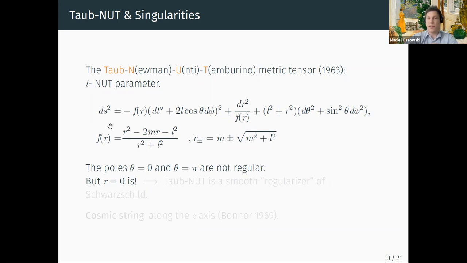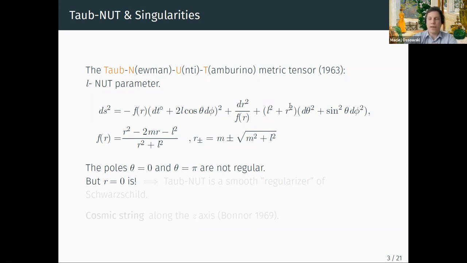So, we would have infinity in the metric, and this would correspond to a curvature singularity. And here, R equals zero is completely regular. This function takes a finite value. So that's one place. And actually, there's also another place.